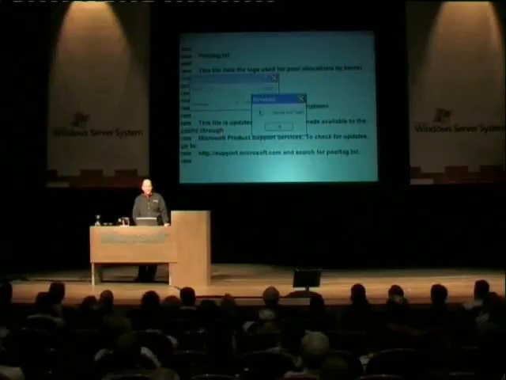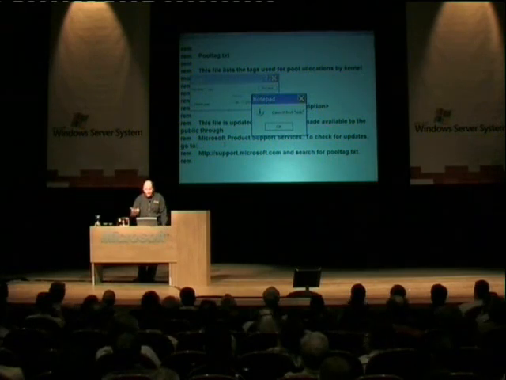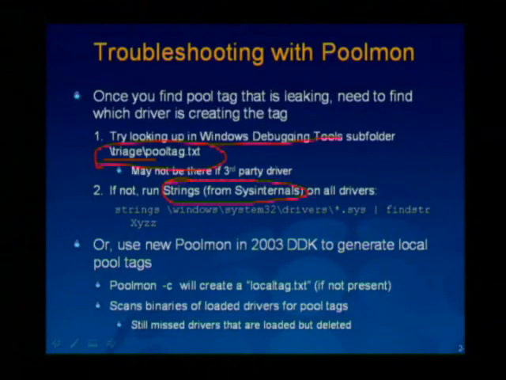Now, if I look for the pool tag leak in this text file, what do you think? Not found. And that's going to be true of any third-party driver pool tag. It's not in the Microsoft registry. So how do you find the third-party pool tags? Strings from Sysinternals. Dump the strings of every driver in the system. The pool tag text is going to be buried in there somehow.